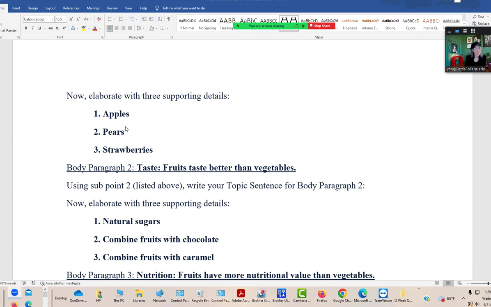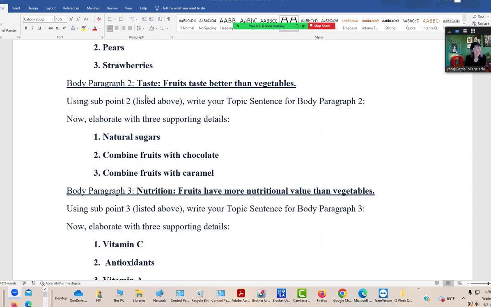Because apples, pears, and strawberries are all fruits that have natural sugars in them that make them taste sweet, that can be combined with chocolate. And then the second one is taste. Fruits taste better than vegetables.